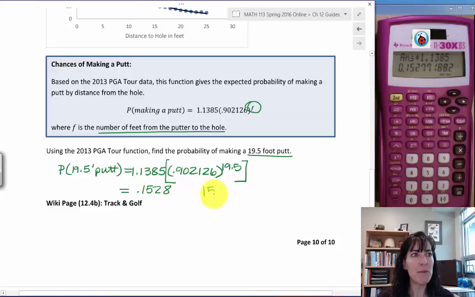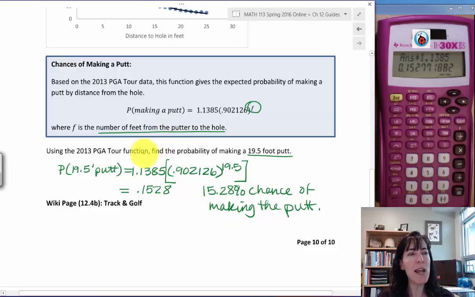And that means I have a 15.28% chance of making the putt. But I was asked, just so you remember, I was asked for the probability, and probabilities are between 0 and 1. So the thing that I need to report is this 0.1528 as my probability of making the putt.